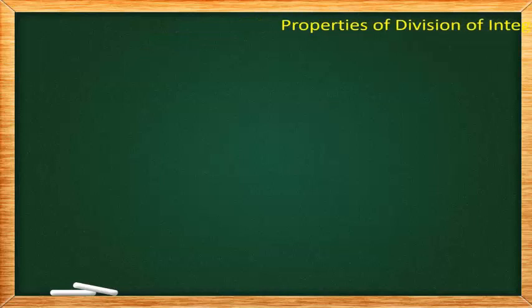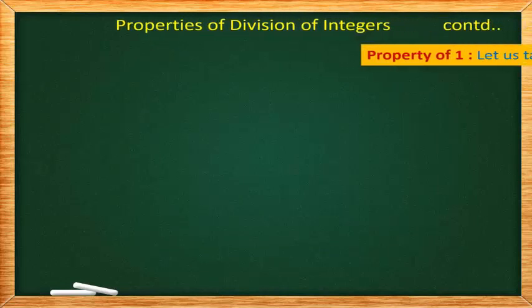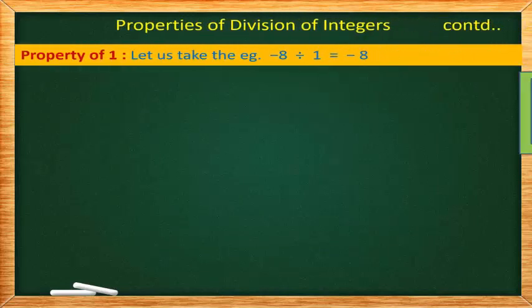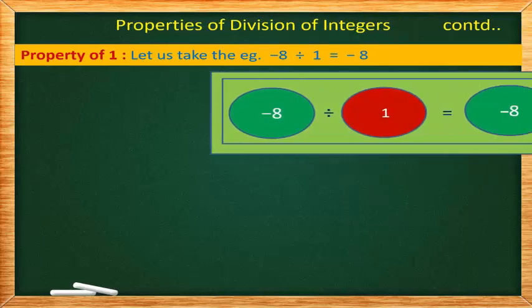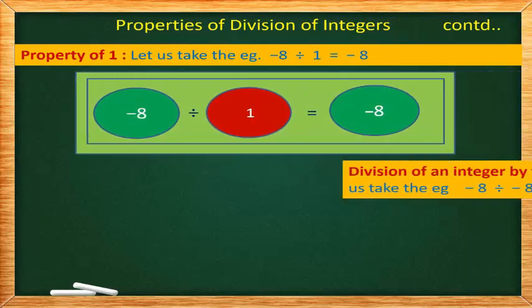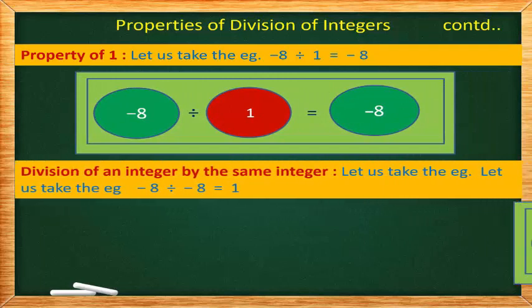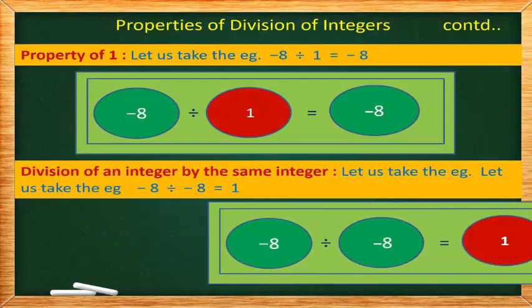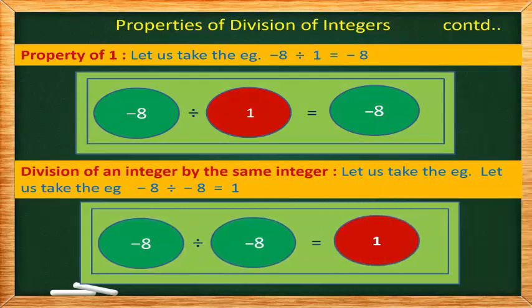Now let us learn the next property of division of integers, that is property of 1. When an integer is divided by 1, the quotient will always be the integer itself. And when an integer is divided by the same integer, we get 1 as the quotient. Did you all understand, children? You can see from the following examples.